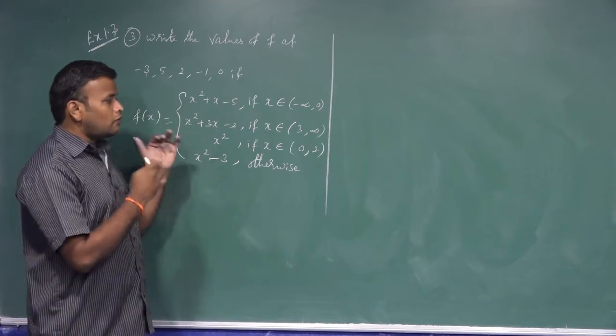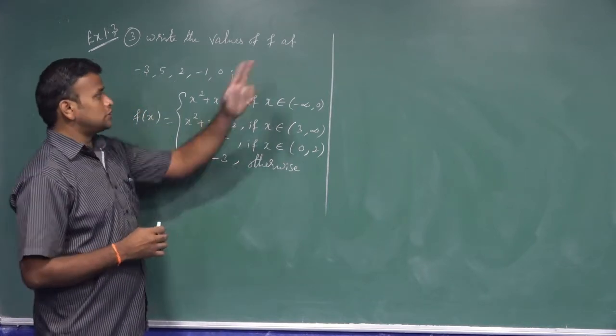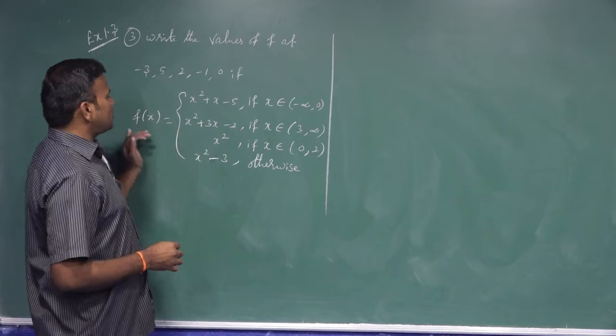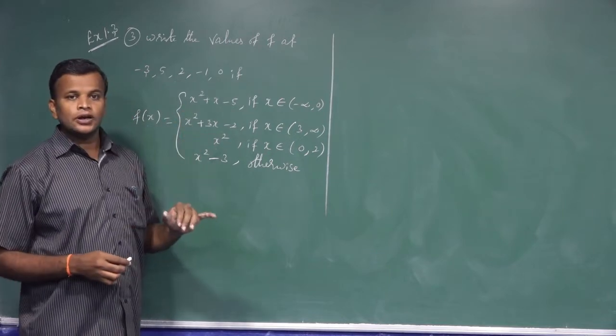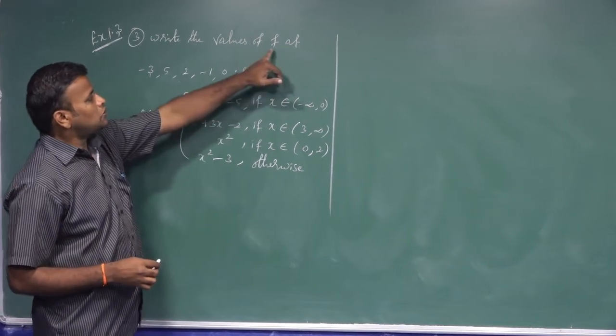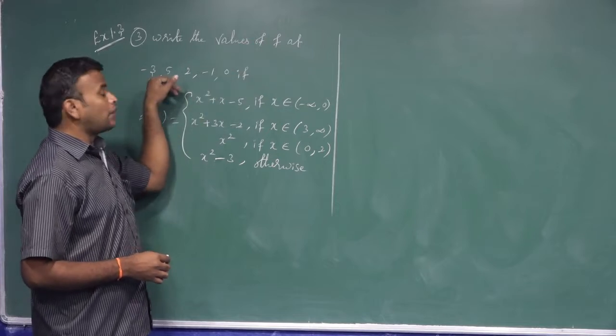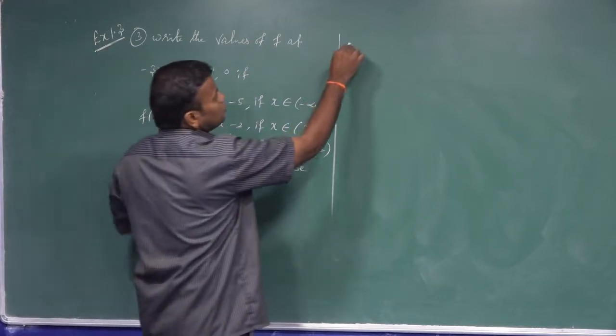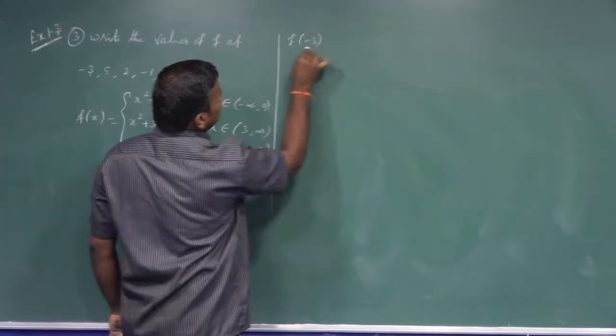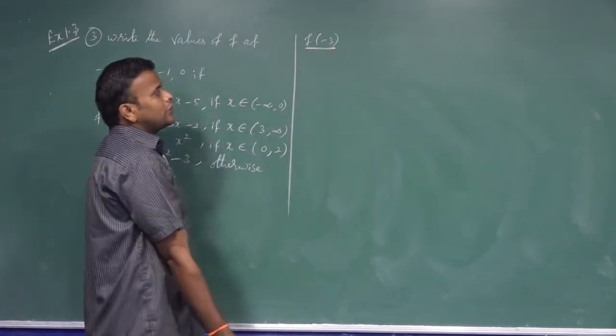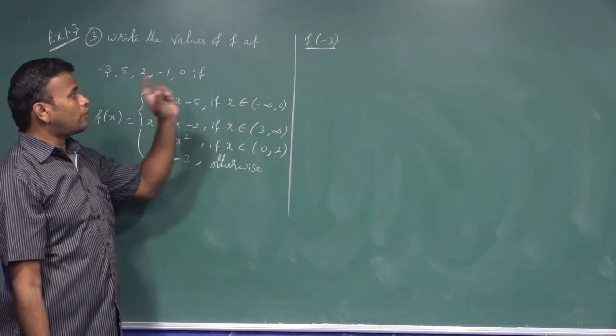Now we find the values of these functions. f of x has 4 values, and we find each and every one. First one: to find the value of f at minus 3. For convenience, first of all we write a heading, f of minus 3.